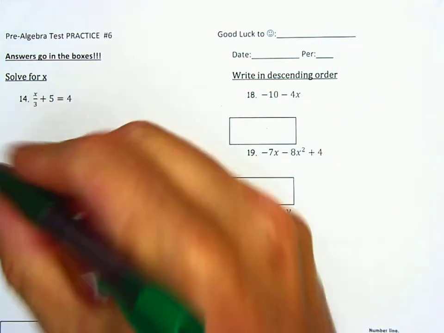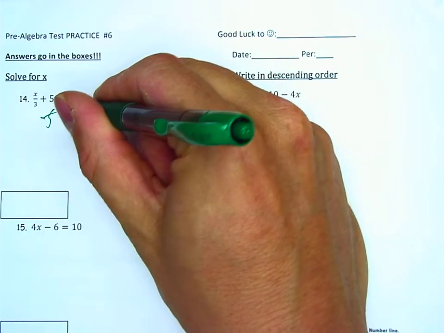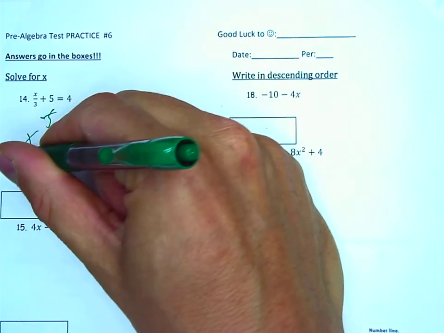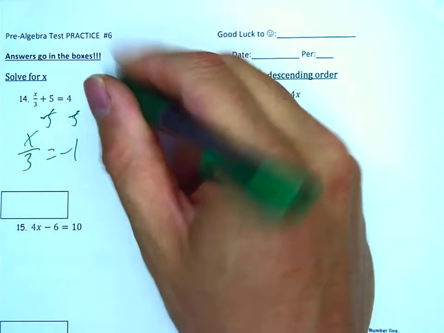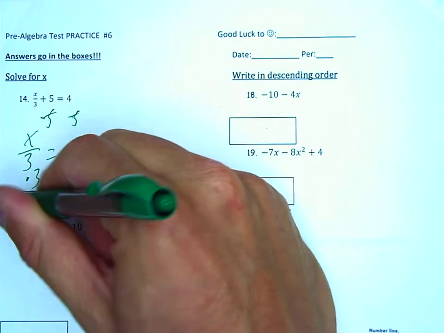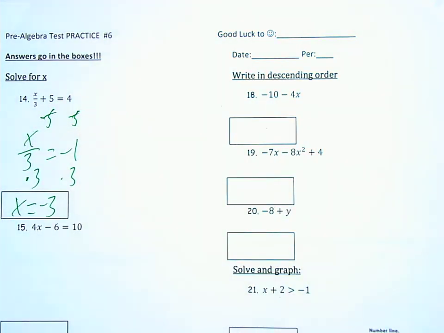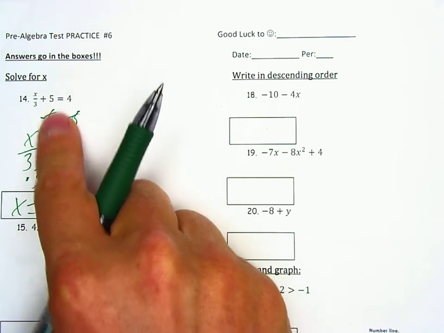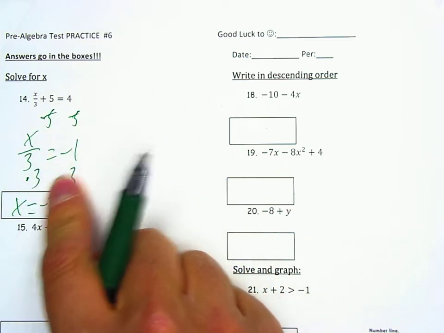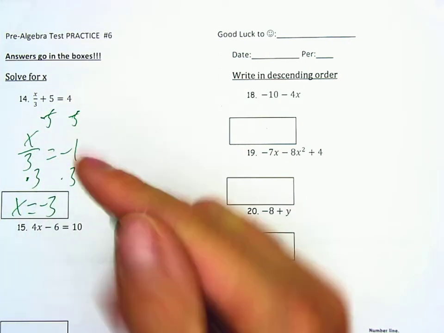Question 14. You're going to take 5 from -4. That's going to yield -1. You're going to take 3 times -1. It's going to yield -3. Pretty simple. Do the opposite to both sides. And do the multiplication to move the division.